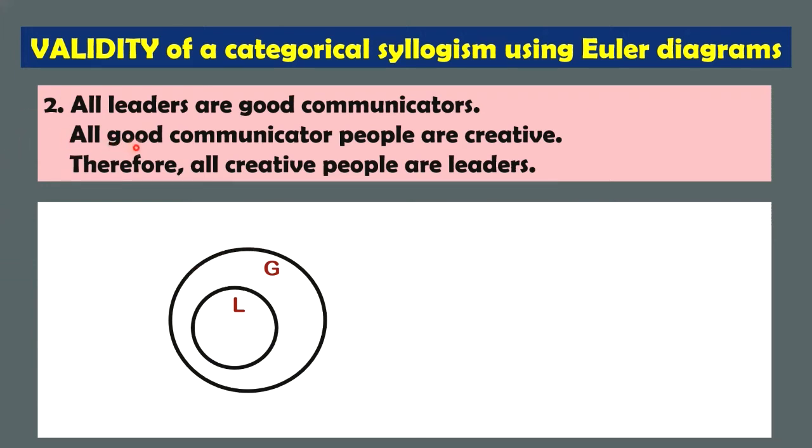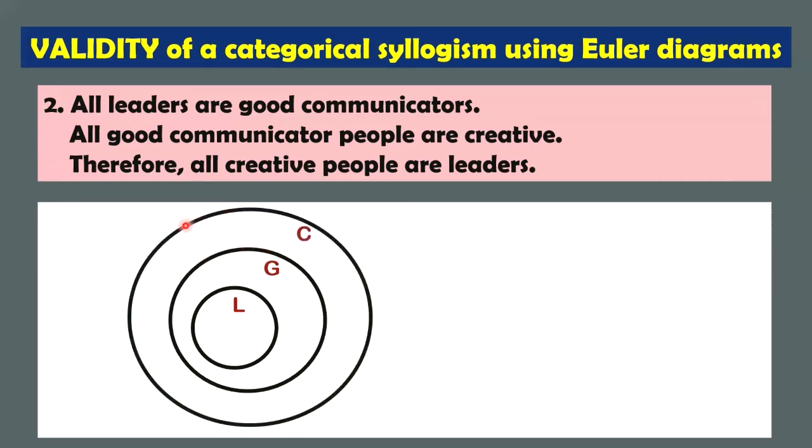Sabi dito, lahat ng good communicator people ay creative. So, definitely dapat properly contained itong set G natin. Right? Properly contained siya dun sa set C. So, that's why pinakamalaking circle si set C. Okay? So, now with this Euler diagram, true kaya itong ating conclusion.